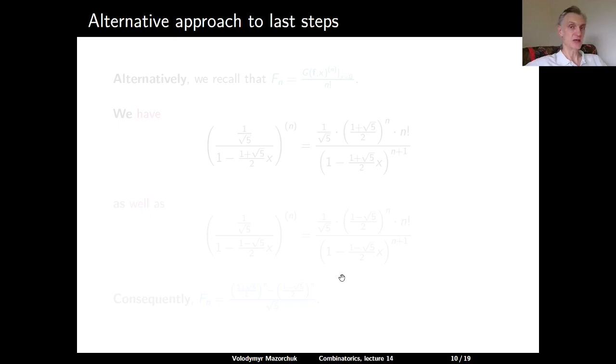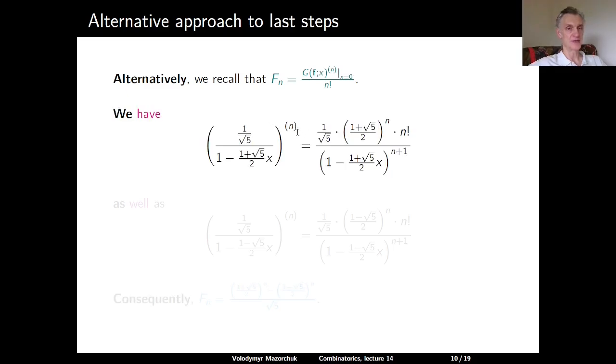We can get the same expression by a different method. Recall that the coefficient at x to the power n in the expression for the generating function can be obtained as 1 divided by n factorial times the evaluation of the nth derivative of the generating function at x equal to 0. Let us look at the nth derivative of the first summand. 1 divided by the square root of 5, we can just take it out, so 1 divided by 1 minus, and then this expression 1 plus the square root of 5 divided by 2 times x.